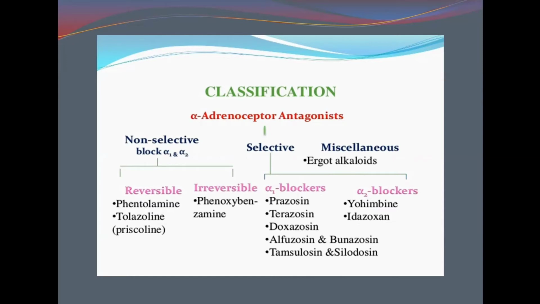Non-selective blockers are those blockers which block the activity of both alpha-1 and alpha-2 receptors and include competitive, so-called reversible blockers, and non-competitive, so-called irreversible blockers. Reversible blockers are phentolamine and tolazoline, while the non-competitive, irreversible blocker is phenoxybenzamine. Selective alpha adrenergic blockers include alpha-1 blockers, which include prazosin, terazosin, doxazosin, alfuzosin, tamsulosin, while alpha-2 blockers include yohimbine.